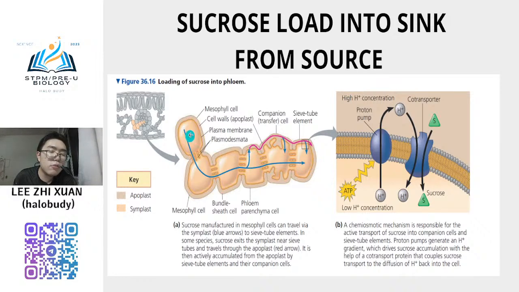So normally all the organic nutrients will firstly be accumulated in the mesophyll cell, because the mesophyll cell is normally located near the sieve tube, in the vascular tissue. When the sucrose molecule is accumulated in the mesophyll cell, it will be transported through a series of phloem cells.